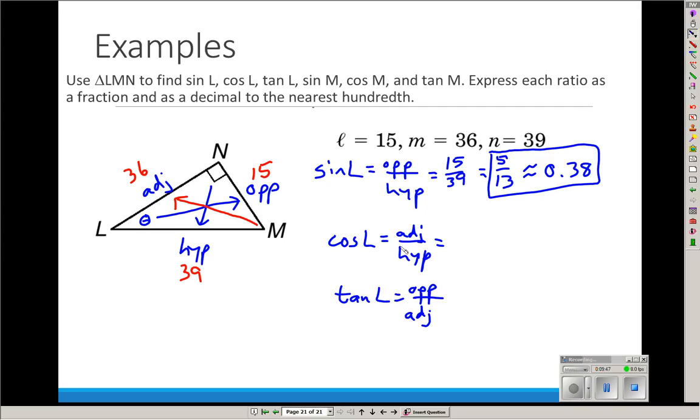Cosine of L is adjacent over hypotenuse. Adjacent's 36, hypotenuse is 39. So 36 over 39. That reduces to 12/13. And as a decimal, that is about 0.92.